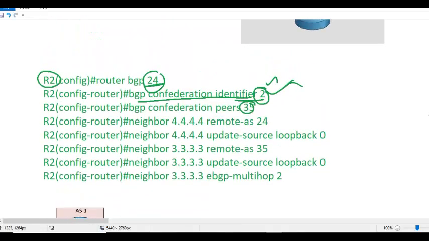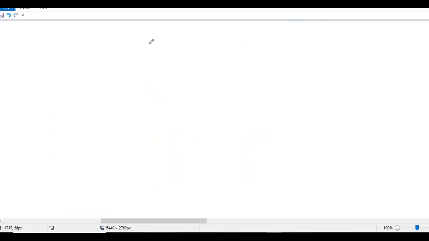Next is BGP community. Now, what is a community? Nothing but a group of single common property.